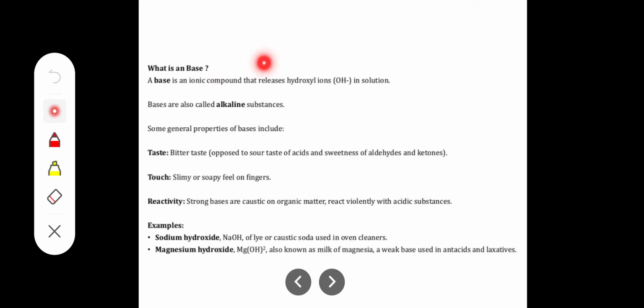What is a base? Just the opposite: a base is an ionic compound that releases hydroxyl ions in solution, not hydrogen ions, right? Bases are also called alkaline substances. Some general properties of bases include a bitter taste, and a slimy and soapy feel on the finger. Strong bases are caustic on organic matter and react violently with acidic substances. For example, sodium hydroxide and magnesium hydroxide are examples of bases.